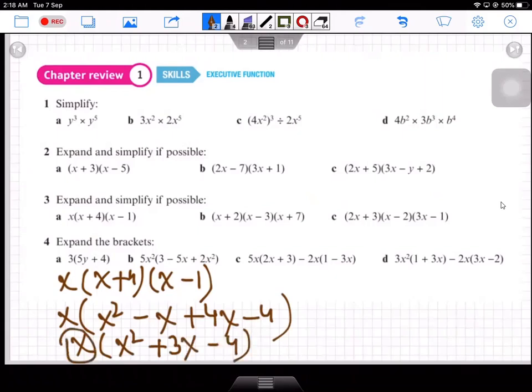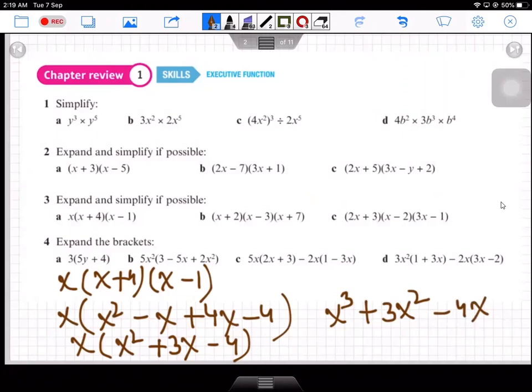Now x was left outside. Now you can multiply x with this whole expression. So x times x square is x cubed, then x times 3x is 3x square, and then x times minus 4 is minus 4x. And this is supposed to be your final answer.